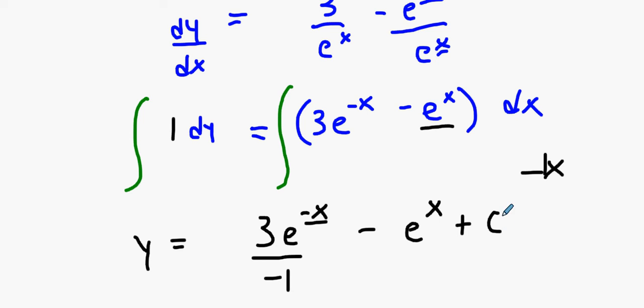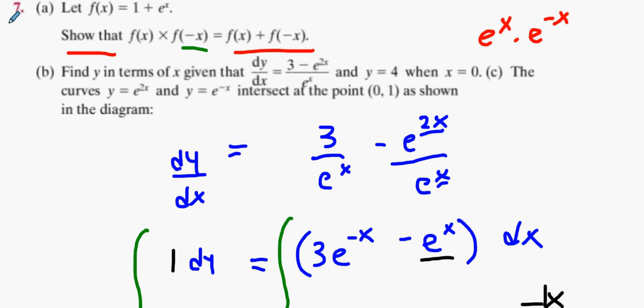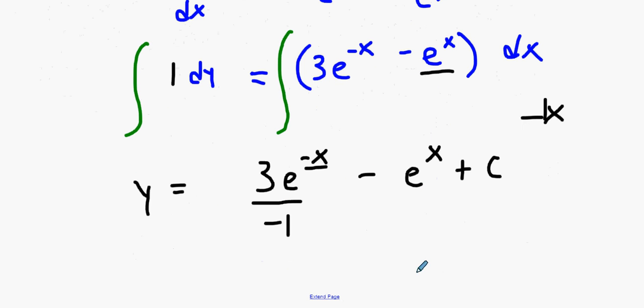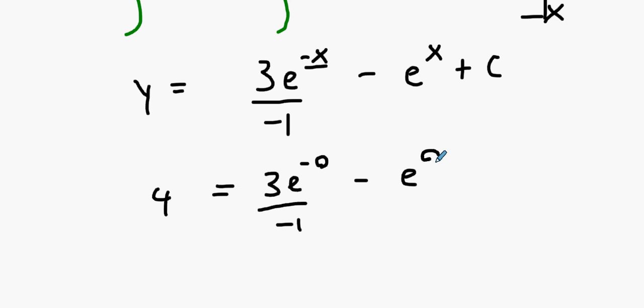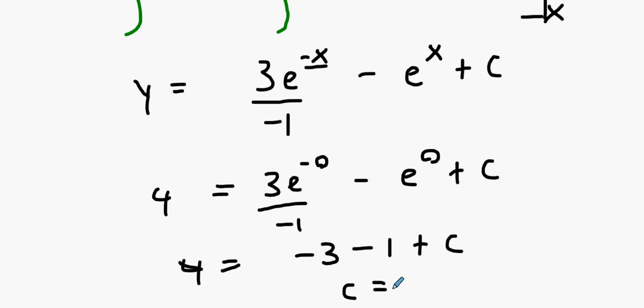Now, what did we learn? We know that when the x value is 0, the y value is 4. So what do we do here? 4 equals 3e to the minus 0 over minus 1 minus e to the power of 0 plus c. What's this here? Into the calculator with it? Yes. Minus 3 minus 1 plus c. And what does c have to be then? c is 8. Are we cool with c being 8?